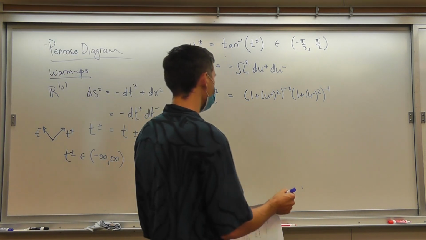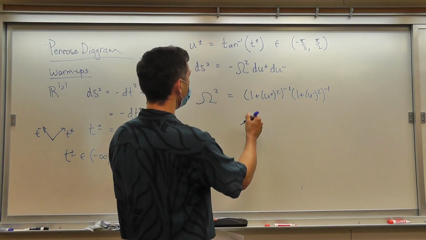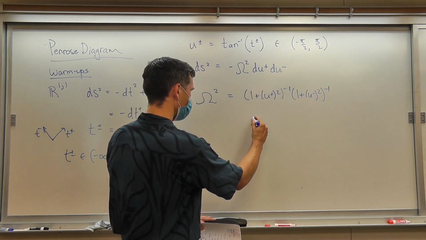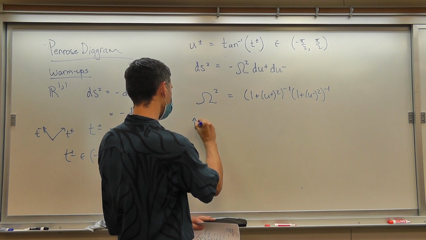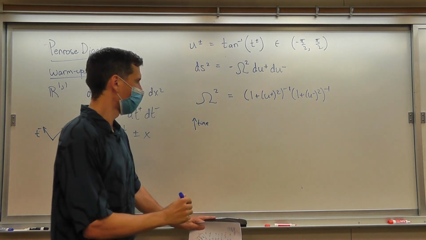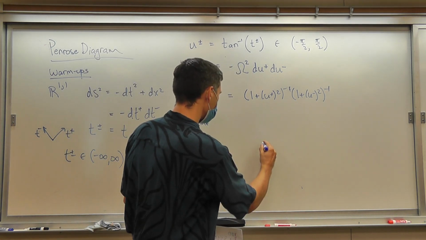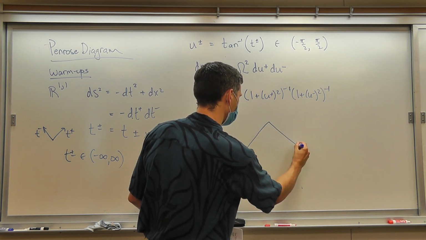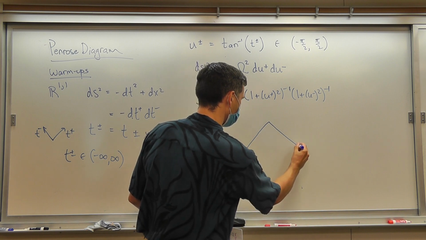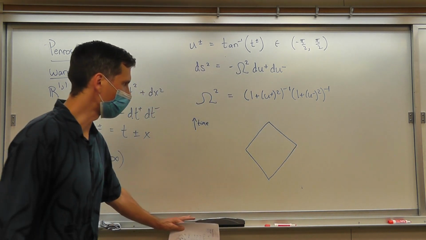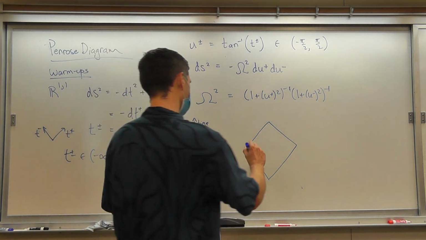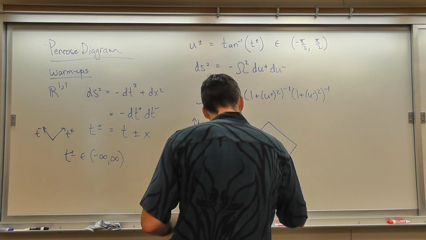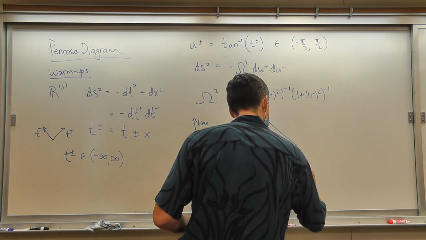Okay, so let's draw a picture of the space-time. Well, I want time to go up. So I'm going to draw the u⁺ and u⁻ directions going this way. So this one is u⁻, and this one is u⁺.